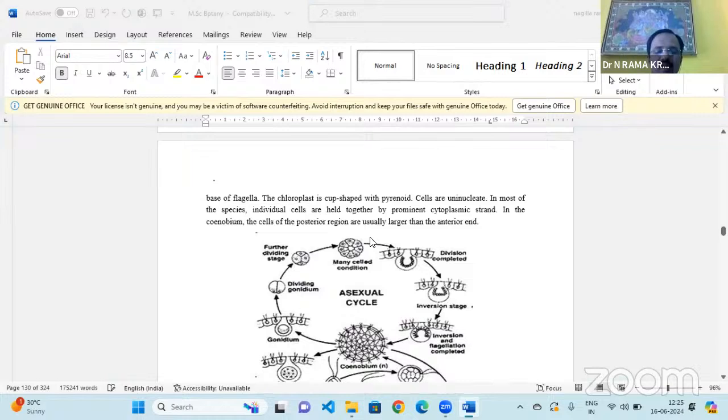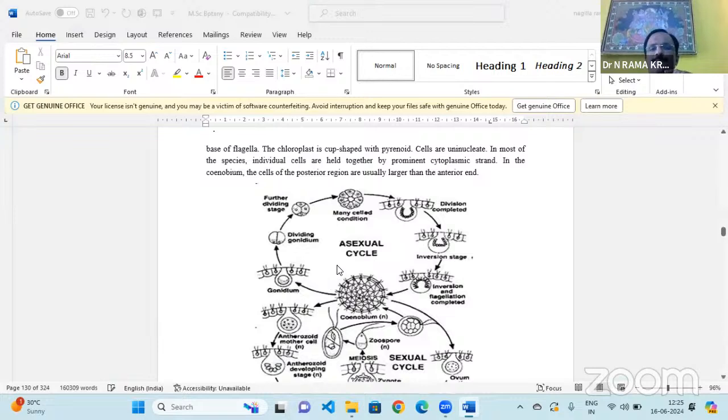So you see here, generally, the thallus means it is a colony type. There is a thallus type structure, a unicellular thallus, and it is a colony type. Now you see here the asexual reproduction system.